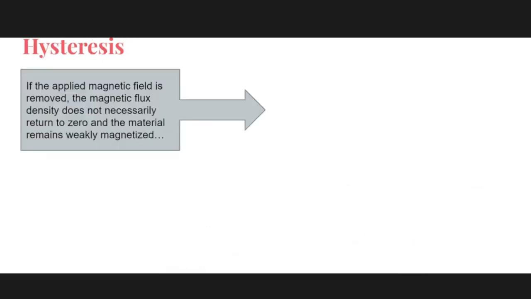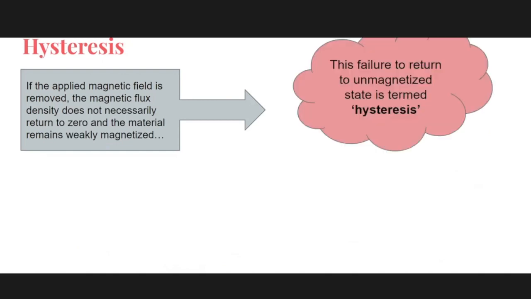Okay. Another concept to know about is hysteresis. It's where, if you remove a magnetic field, sometimes the flux density doesn't return to zero, and so the material remains weakly magnetized. This failure to return to an unmagnetized state is termed hysteresis. This is a curve of hysteresis.